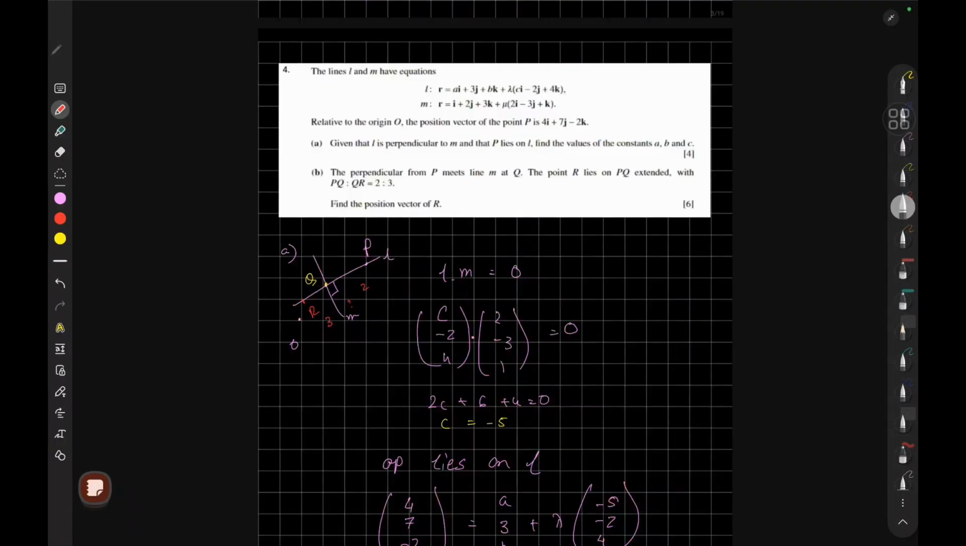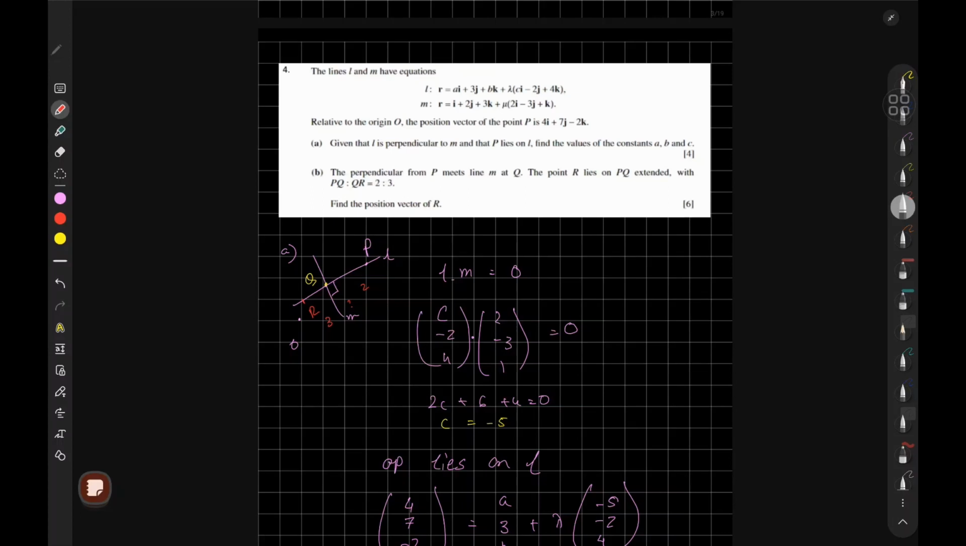Right. Question 4. The lines L and M have equations. The equation for L is r equals a i plus 3j plus b k plus lambda times c i minus 2j plus 4k. And for M, the equation is r equals i plus 2j plus 3k plus mu times 2i minus 3j plus k. Both of these are vector equations, given relative to the origin O. The position vector of the point P is 4i plus 7j minus 2k.